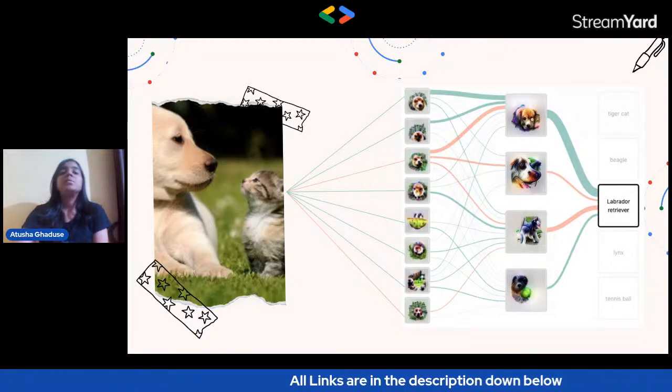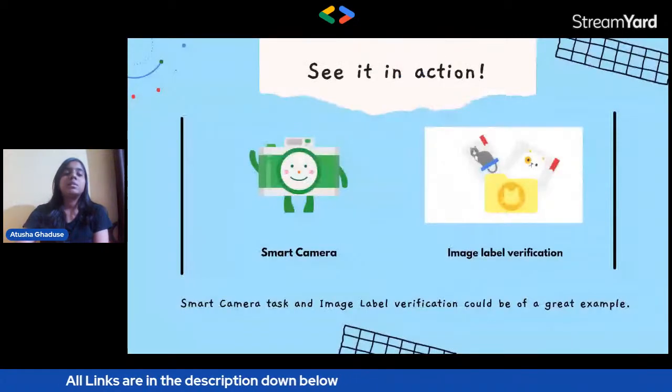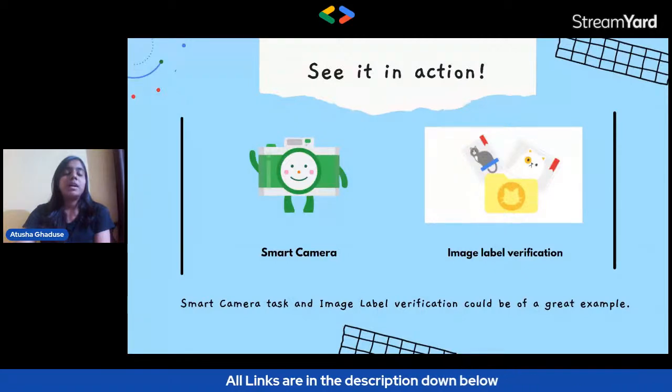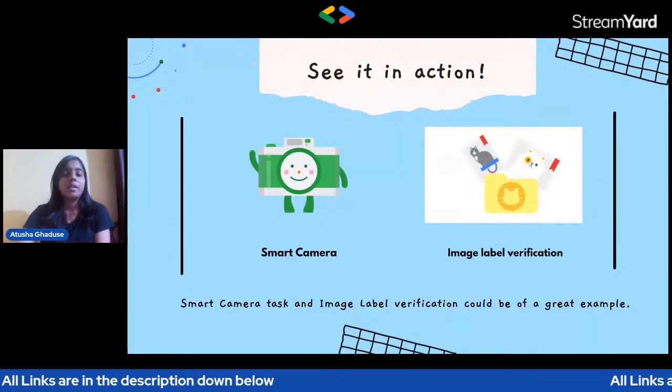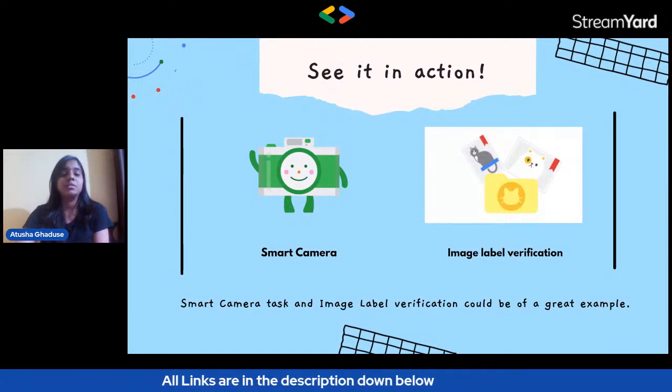Next, let's see it in action. A smart camera is an application of ML which is used for image label verification. And it's a great example of an ML application.